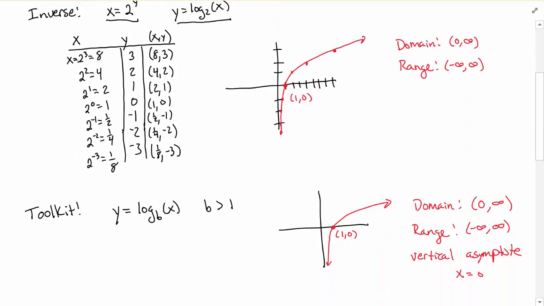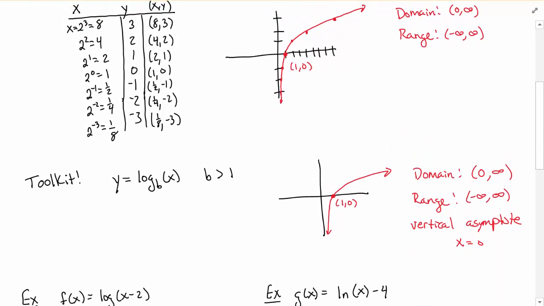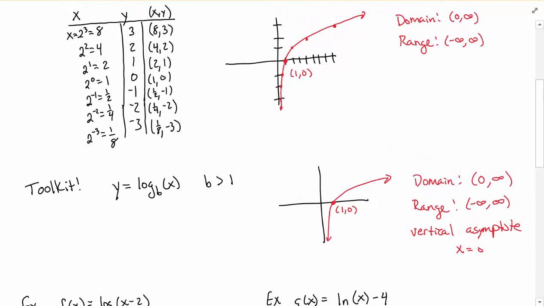So the thing we want to add to our toolkit functions is y is equal to log base b of x, where b is bigger than 1. We'll just focus on b bigger than 1 in this class. That's plenty to think about. So in general, my graphs are going to start like this. It's going to go through the point (1, 0). Its domain is going to be 0 to infinity. Its range is going to be negative infinity to infinity. It's everything. And this time it has a vertical asymptote of x is equal to 0. It'll never hit the y-axis, which is x is equal to 0.